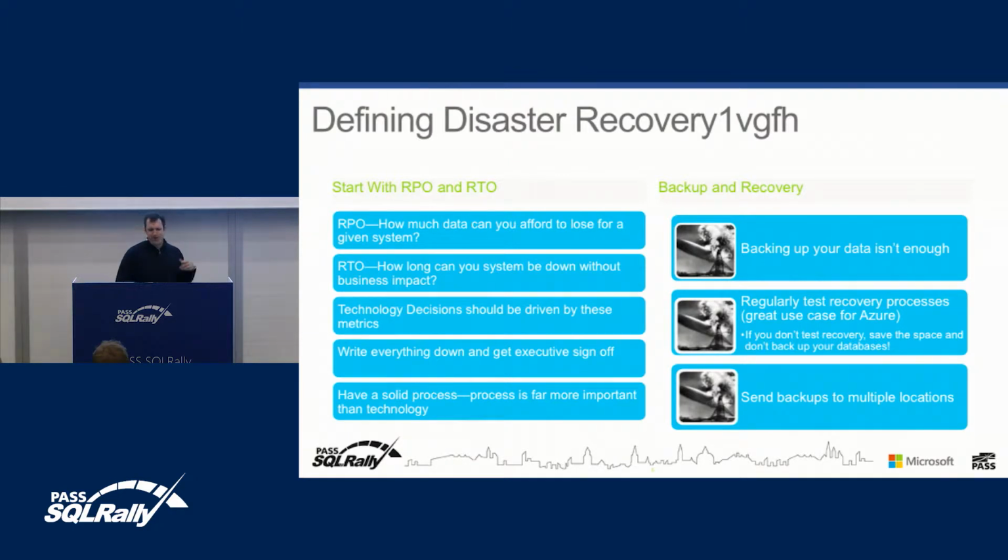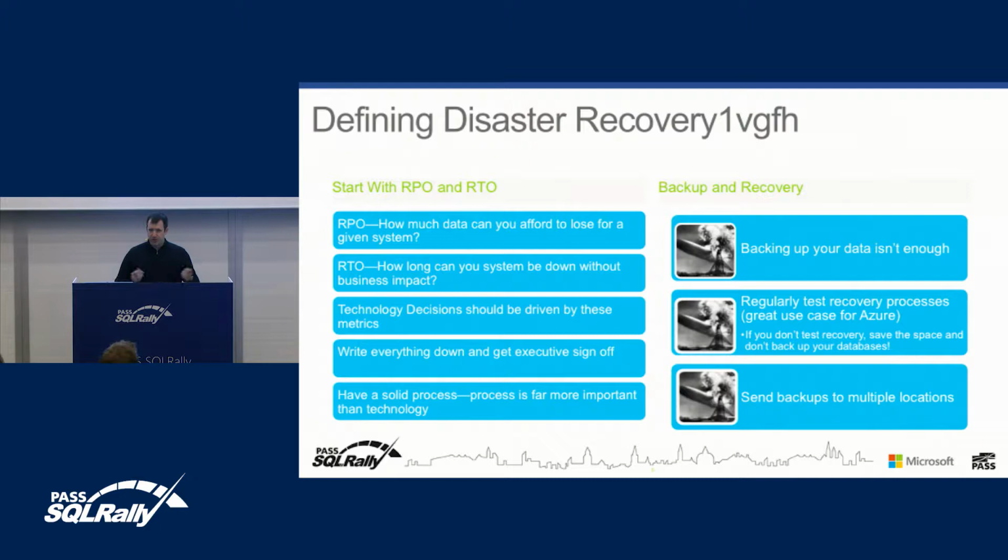But the way we define our disaster recovery plans is to start with two things: recovery point objective and recovery time objective. And the two things are how much data can you afford to lose for your business, and how much time can you afford to be down. This is going to be driven by your business needs as well as the application's needs within your business. And really, any technology decisions you make in terms of how you're going to do disaster recovery should be based around those two things. After you make these decisions, you should write everything down, and this should really be made on a business system level, not a general company level.